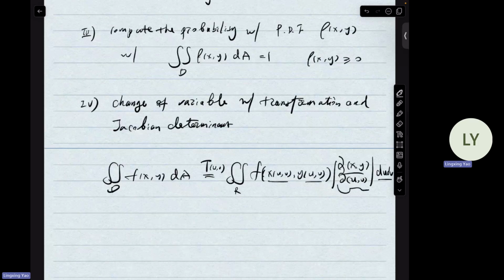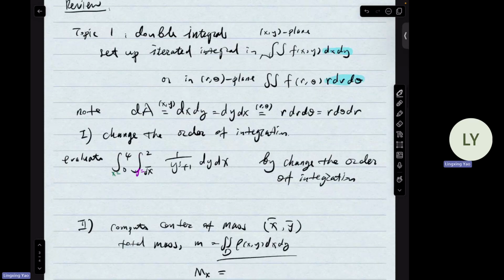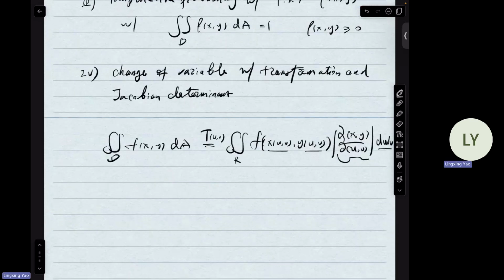All right, so those are the main topics in the double integral. They are quite tricky if you do not know how to work on them, especially if you have some difficulty in identifying the boundaries for the domain of integration, and you probably need to practice a little bit more if you're not familiar with that.